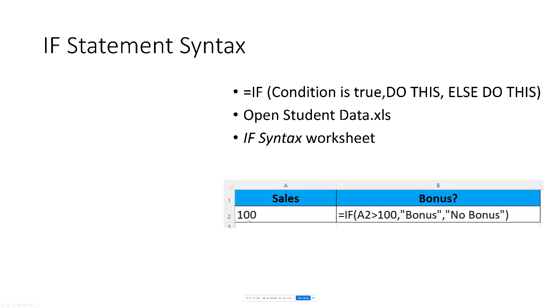B2 is looking at that value in A2, and you've got equals if. The condition is A2 greater than 100? If it is, I want the text bonus to be displayed. That's what those speech marks mean. If it's not greater than 100, we're going to get no bonus. So the big question is, based on this, what do we think B2 is going to say? Bonus or no bonus? Place your bets. Don't cheat.